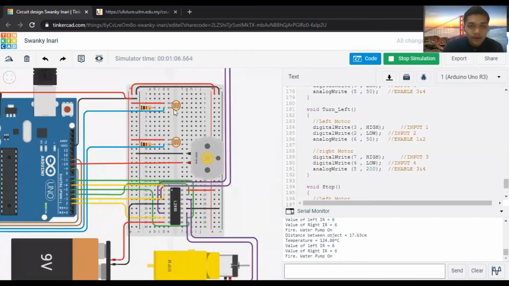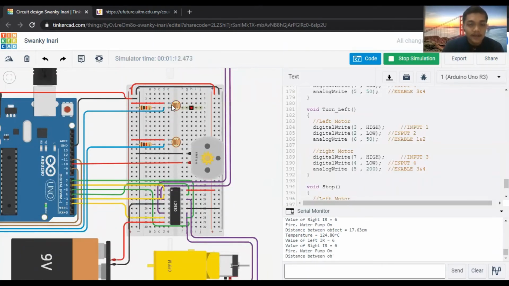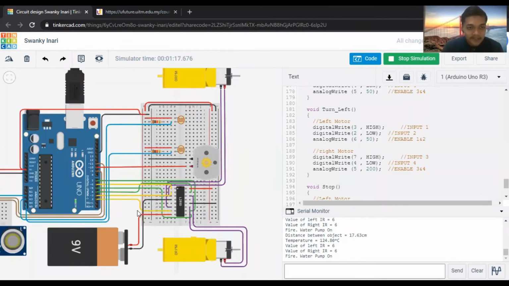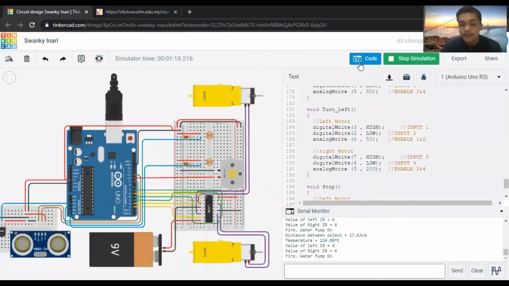Okay, we are replacing the IR sensor with the photoresistor because in this Tinkercad the IR sensor cannot be used, so we replace it with a photoresistor. That's all for the diagram. Let's move to the coding.